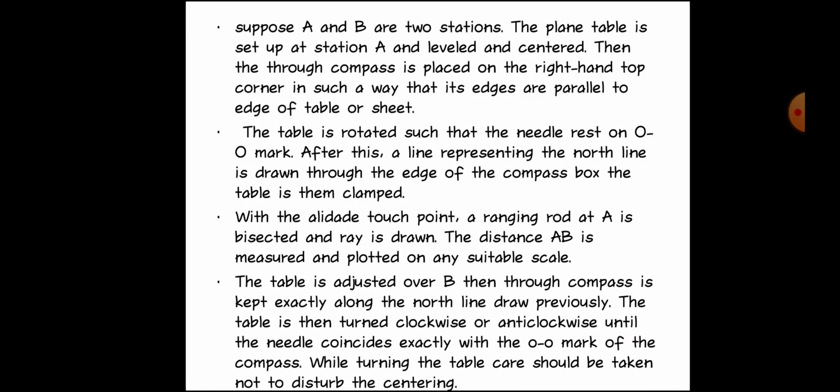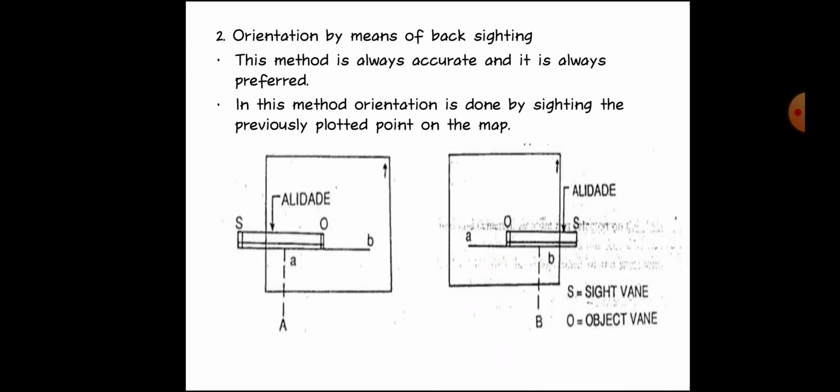With the alidade touching A, a ranging rod at B is bisected and a ray is drawn. The distance AB is measured and plotted on any suitable scale. The table is then set up over B. Then the trough compass is kept exactly along the north line drawn previously. The table is then turned clockwise or anti-clockwise until the needle coincides exactly with the zero-zero mark of the compass. While turning the table, care should be taken not to disturb the centering.